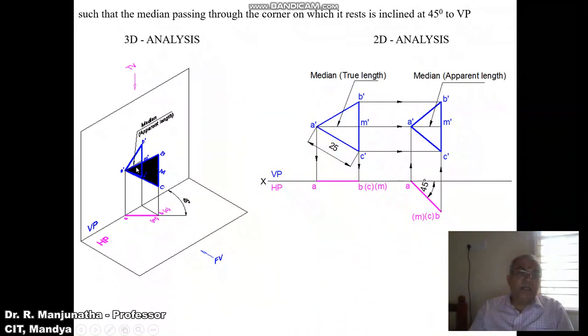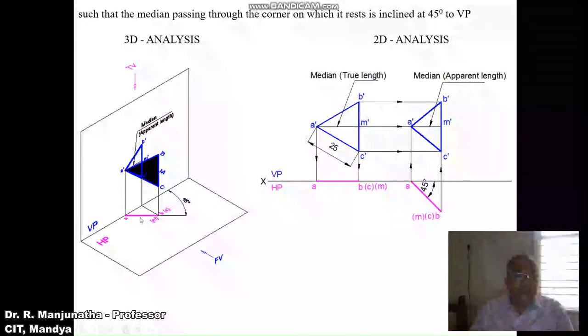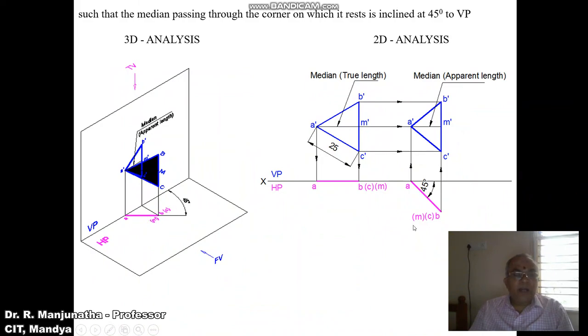So here what happens is, once the surface becomes inclined to VP, obviously the median is also inclined to VP at 45 degrees. And when you look from the top view, since the surface is perpendicular to HP, you are getting a line. And when you look from the front view, the median which is inclined to VP at 45 degrees, when it is projected, you are going to get the apparent length of the median. So it is going to be this median, which will be in apparent length, which is A dash M dash.